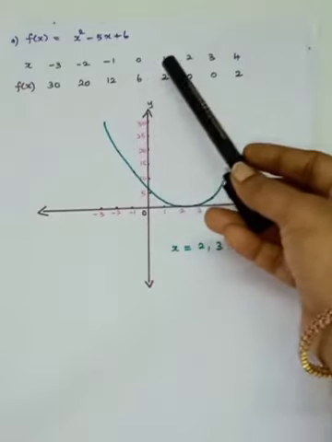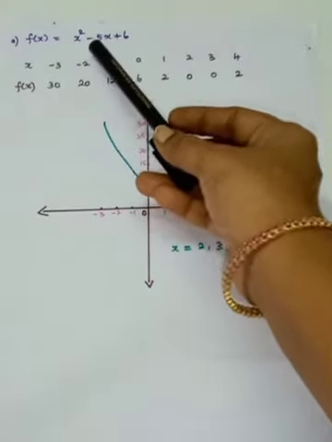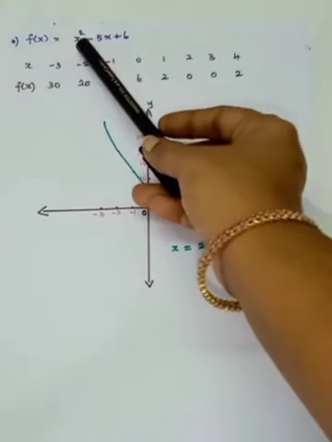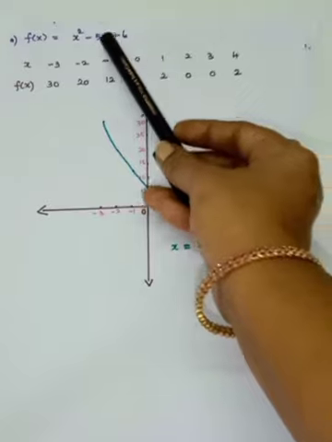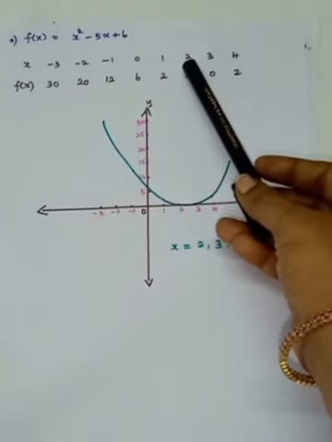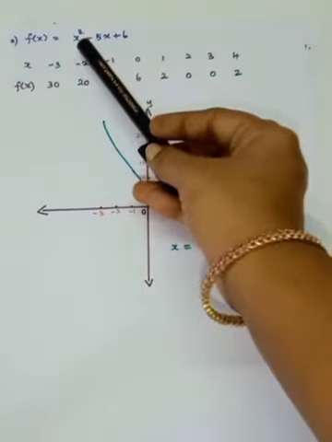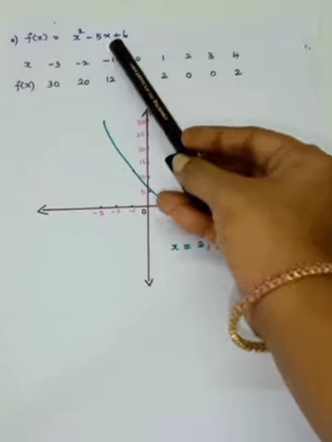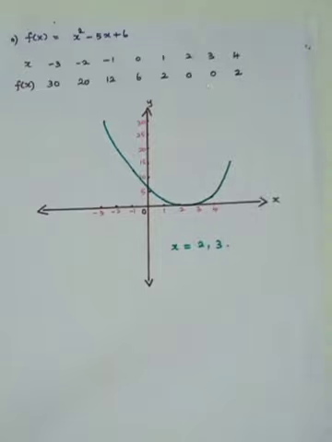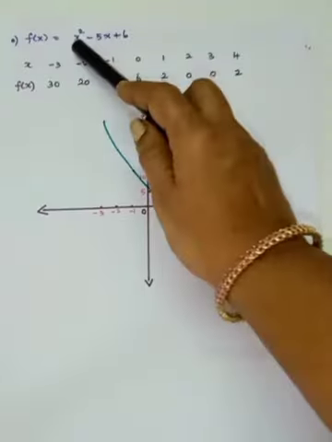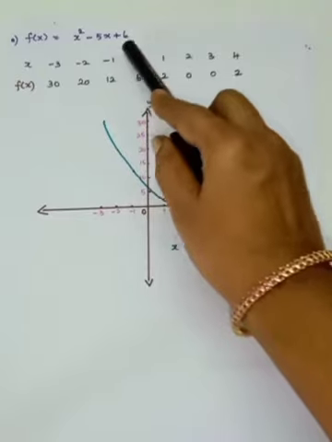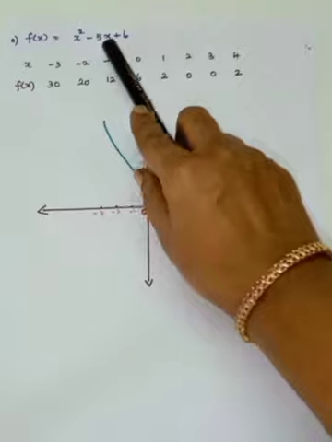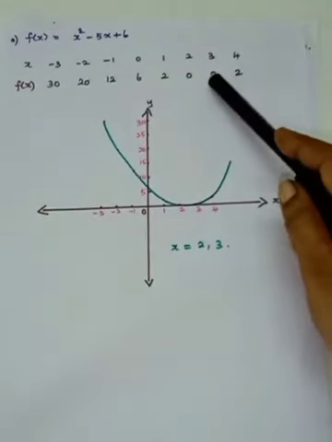Like that, if I substitute 0, I will get 6. And if I consider x as 1, 1 plus 6 is 7, 7 minus 5 is 2. If I take x equal to 2, 2 squared is 4, 4 plus 6 is 10, and x as 2 gives minus 10, so 10 minus 10 is 0. And if I take 3, 3 squared is 9, 9 plus 6 is 15. If you substitute x as 3, minus 5 into 3 is minus 15, so plus 15 minus 15 gets cancelled.